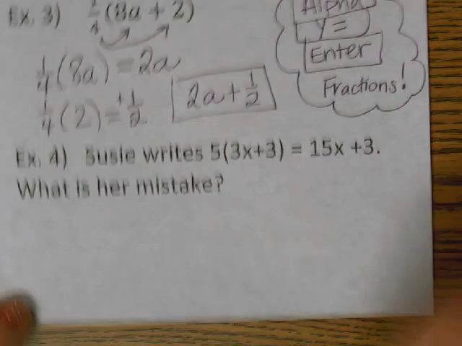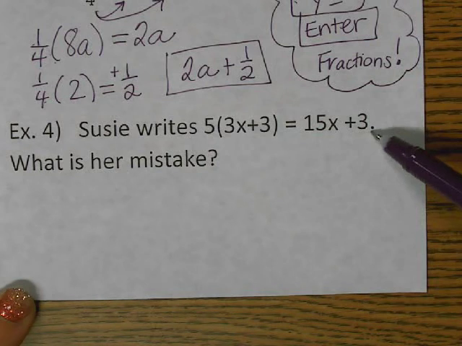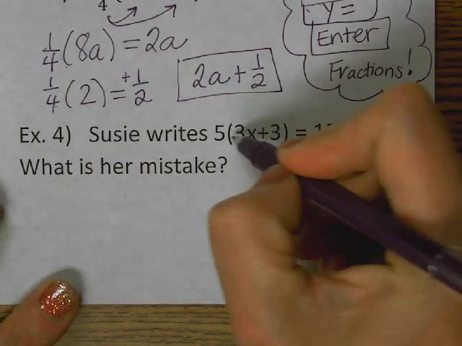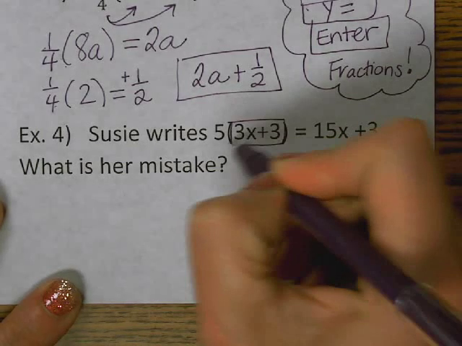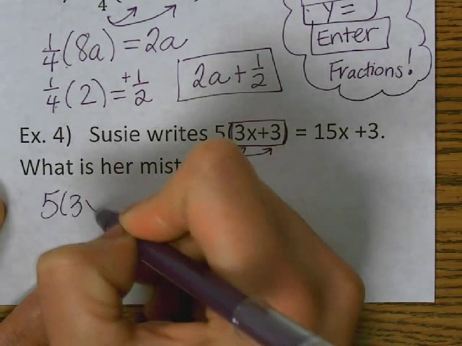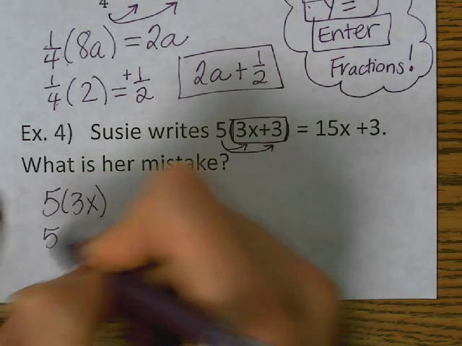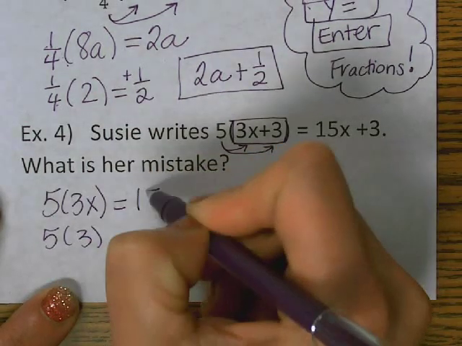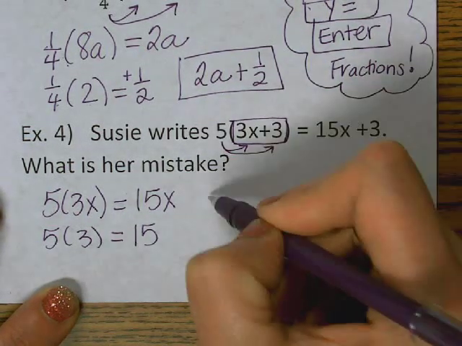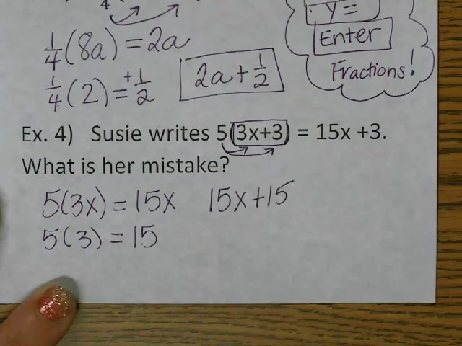Alright, this last example, Susie writes 5 times 3x plus 3 is equal to 15x plus 3. What was her mistake? So, if we follow the rules, we're going to box up the 5 times 3x plus 3. So she's supposed to do 5 times 3x, and she's supposed to do 5 times 3. Well, 5 times 3x is 15x, and 5 times 3 is 15. So she should have gotten 15x plus 15, because that's positive 15.